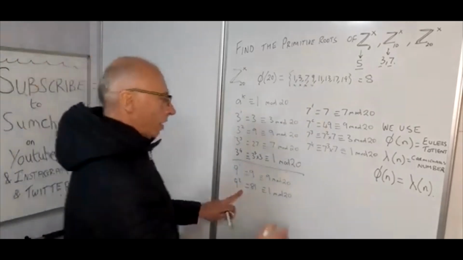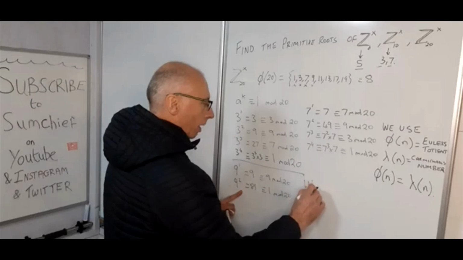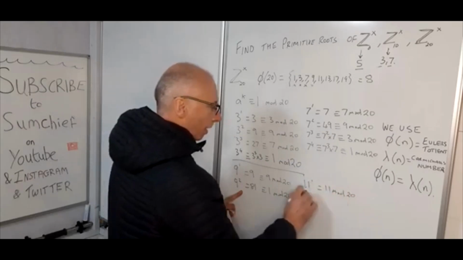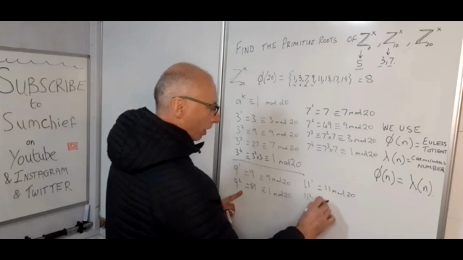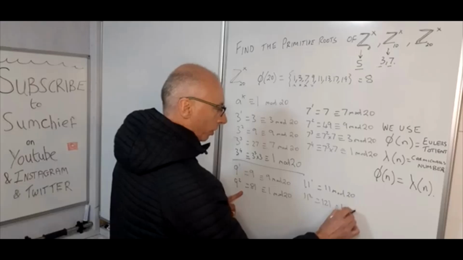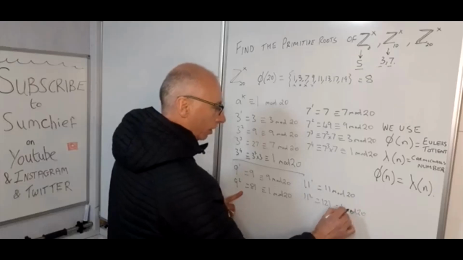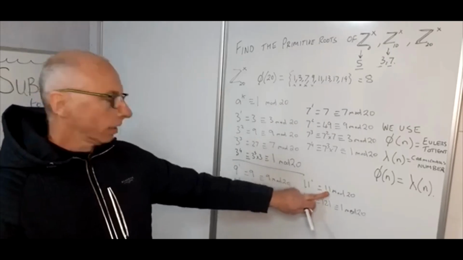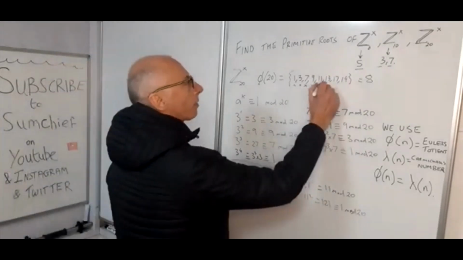Now 11. We've got 11 to the power of 1 equals 11 mod 20. And 11 squared is 121, which is congruent to 1 mod 20. So again, multiplying that by 11, we're going to be back at this one here. So 11 is not a generator.